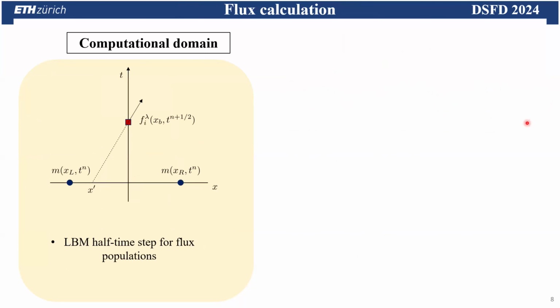And so the answer is that what we need to compute the fluxes are these populations here at the interface and half time step. And what we know are moments at previous time step level and at the adjacent cell centers. So we connect everything together by a half time step LB step, which essentially relates the flux populations with the ones at the departure points.